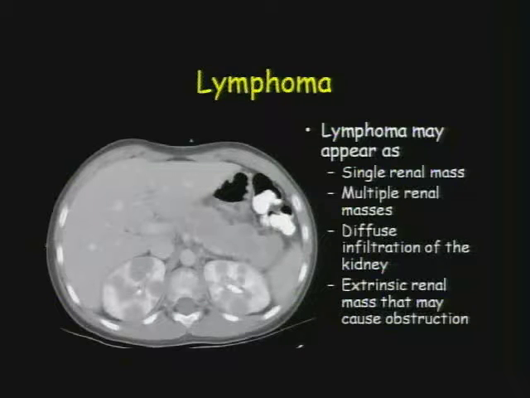Lymphoma can be hypodense, hypoechoic, and not be a cyst. So don't forget that differential. It can present in the kidneys as a single renal mass, multiple masses, diffuse infiltration, or an extrinsic mass. And here you can see multiple renal masses and also involvement of the pancreas.